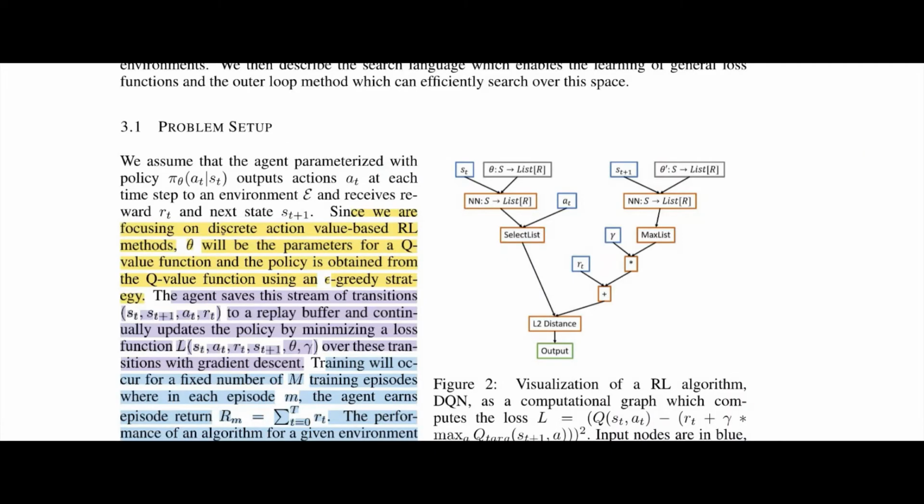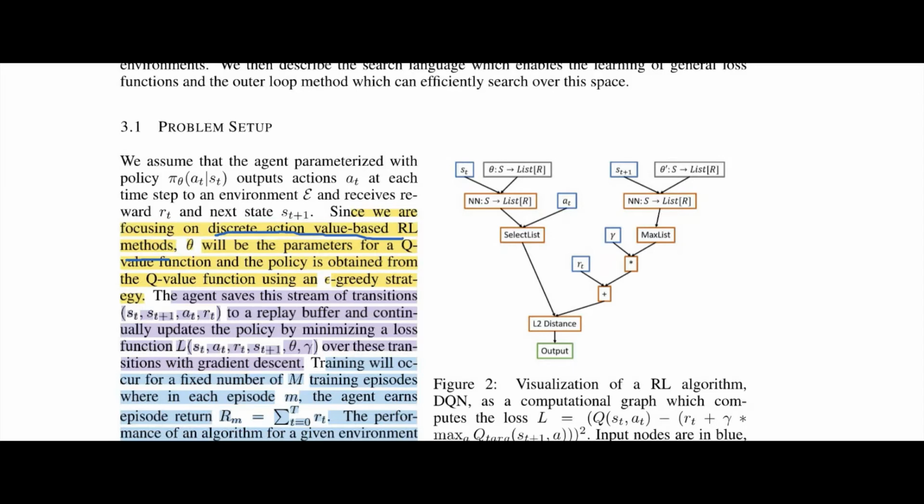And this is the problem setup. So they are just focusing on discrete action value based RL methods for right now. So they are working on a discrete action space. They are not covering continuous action space, and they are only focusing on value based methods right now. So this is a constraint they have put right now. You will see that there are a lot of constraints in the paper. Their search space is hugely constrained to make it tractable to actually search through the possible algorithms. Otherwise, it would require a hell of a lot of compute to search over this space of algorithms. But okay.